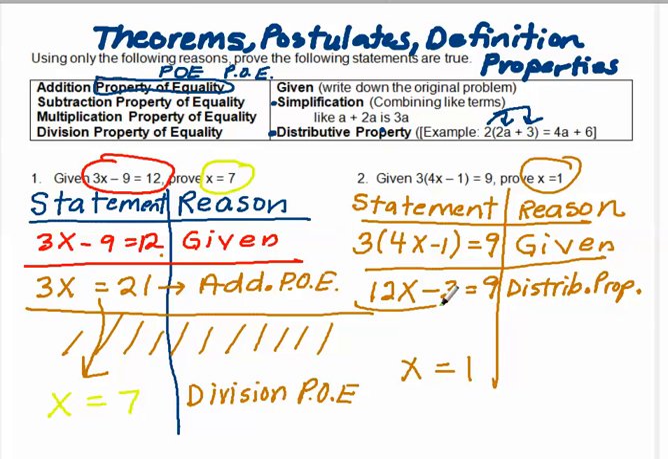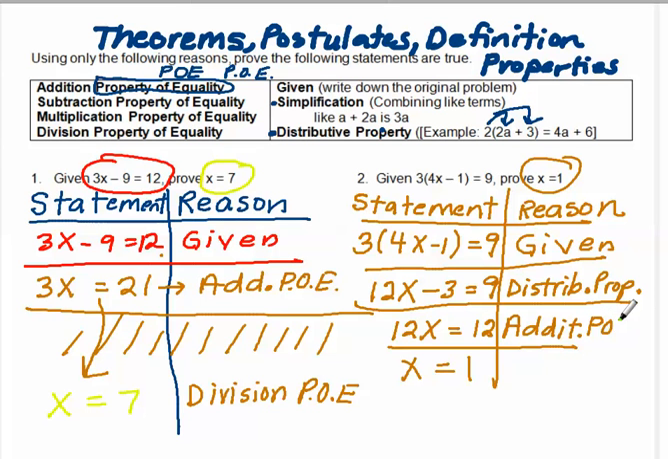Okay, now I would go ahead and add 3 to both sides, and I would get 12x equals 12. Adding 3 is going to make the minus 3 go away, and adding 3 is going to make your 9 turn into a 12. To go from this line to this line, I added 3, so it would be the addition, abbreviated POE. All right, now to go from here to the next line, well, look, that's easy. We just divide both sides by 12. That's going to be called the division.